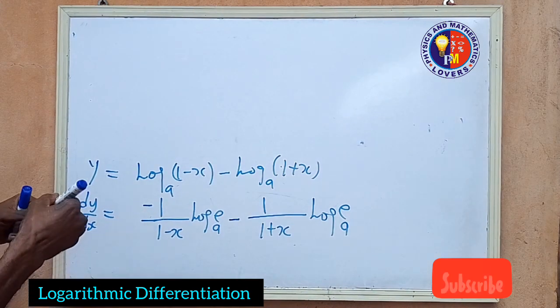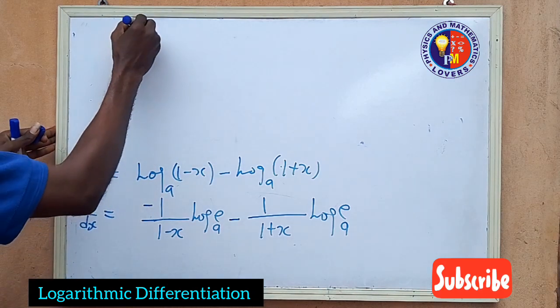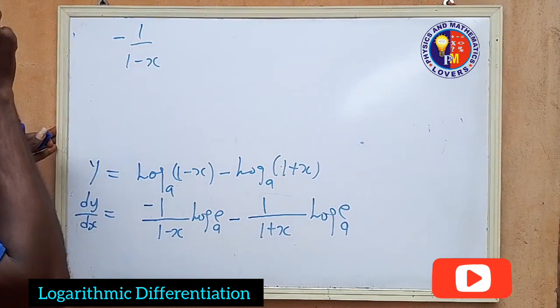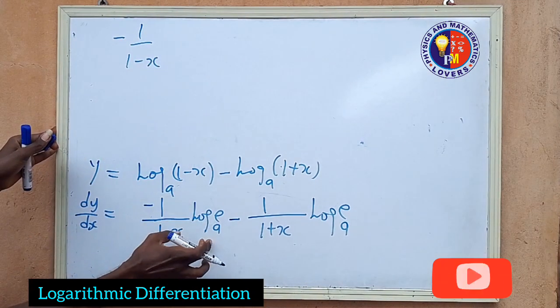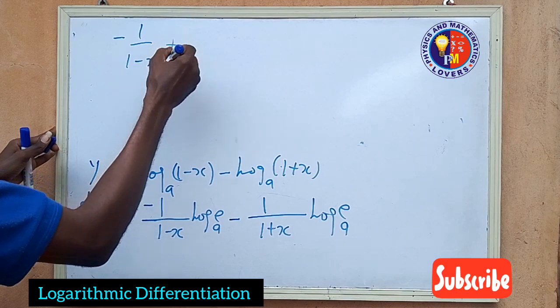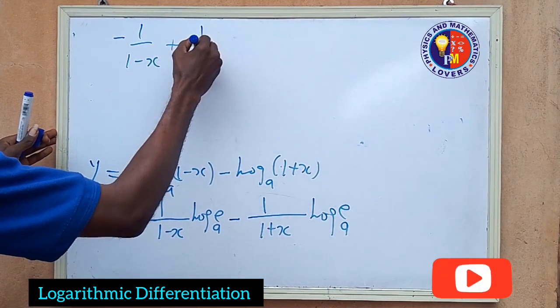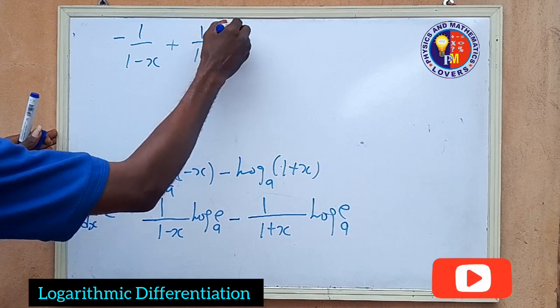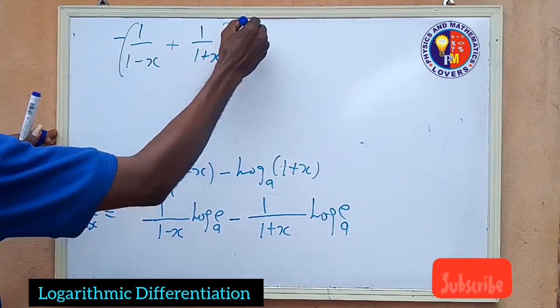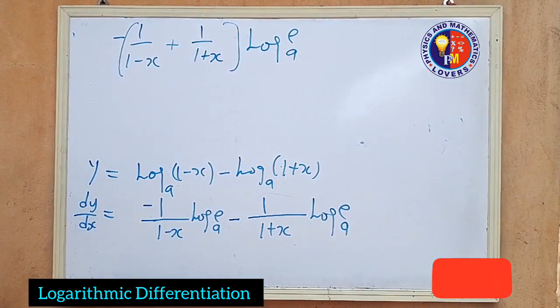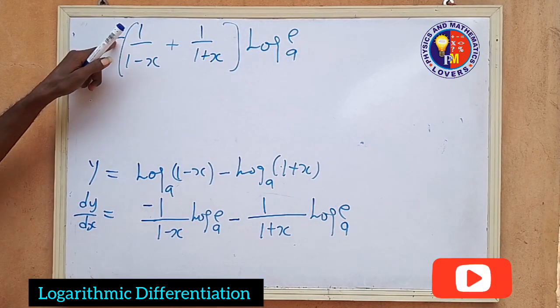Alright. Doing that, there is a negative here. At the end of the day, if I have negative 1 over 1 minus x, so automatically if I put this in a bracket now, it will affect here to become positive 1 over 1 plus x. Then we have the log e to base a. Alright, so this is what we're going to have here. This negative will be outside.